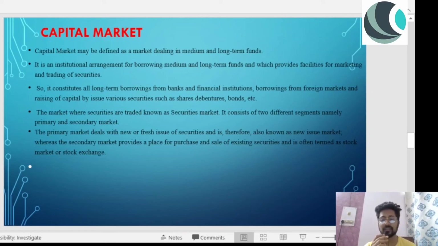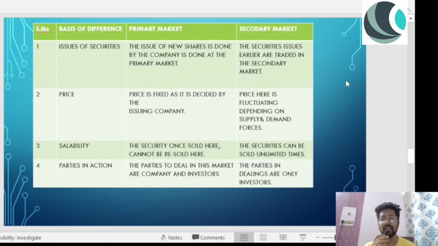Now we'll discuss the differences between primary market and secondary market. That is very important for you guys to know. The first basis of difference is issue of securities. The issue of new shares is done by the company in the primary market. Because I'm coming with a fresh issue, it will be done by the company, not by an individual. While securities in secondary market are traded, because these securities are already issued in primary market, and after being issued they are being traded.